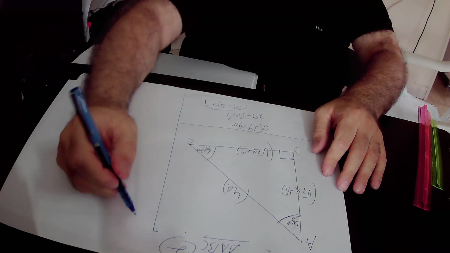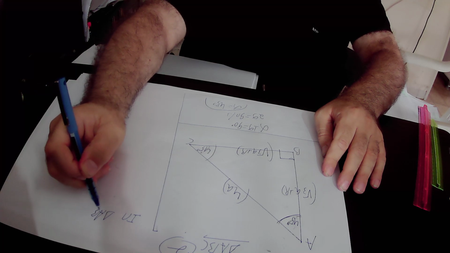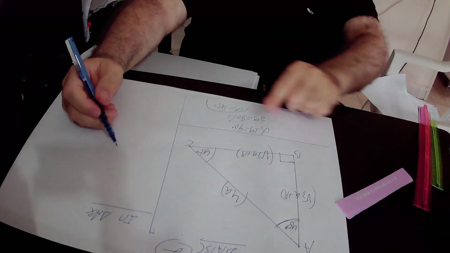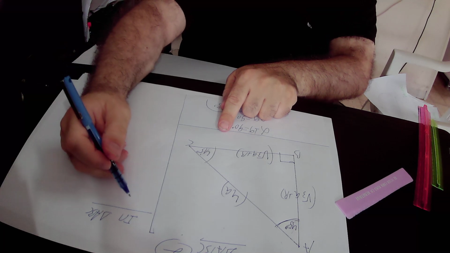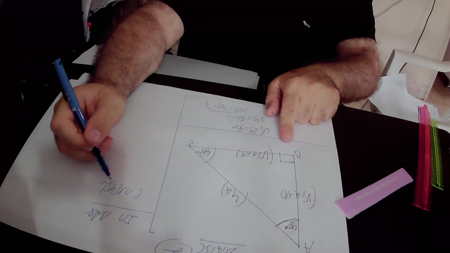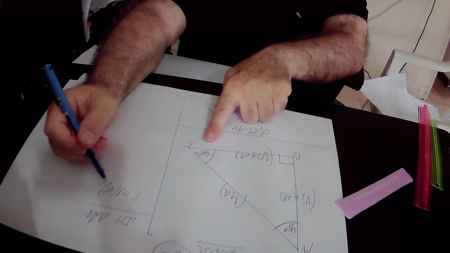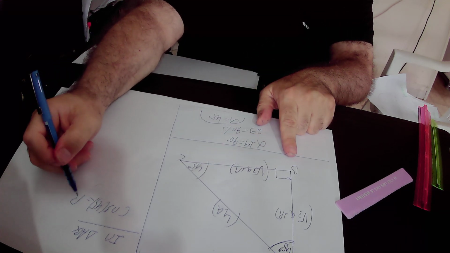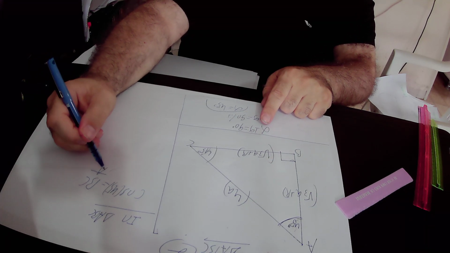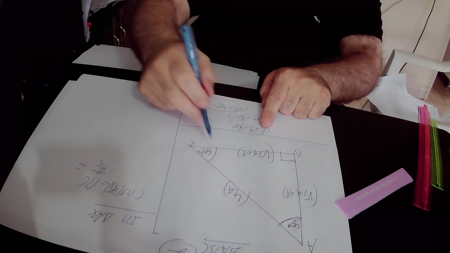So in the right triangle, triangle ABC, it is very easy to see that cosine 45 degrees is equal to BC over AC. If you focus on this angle, cosine 45 degrees is equal to BC over AC.